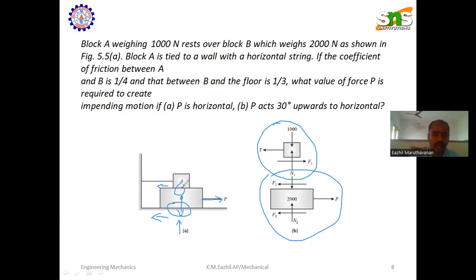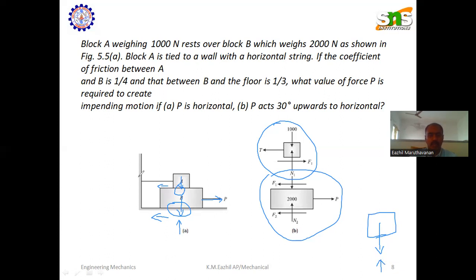Therefore, the reaction force will be in the opposite direction for the block A. So the reaction force N1 over here. Likewise, we have to draw the free body diagram for block A. The weight of block A will act perpendicular to the ground plane. The reaction force for the block A is perpendicular to the lying plane.